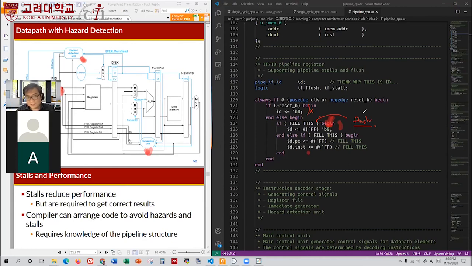So when this pipeline register is flushed, when we learned... They are not answering.